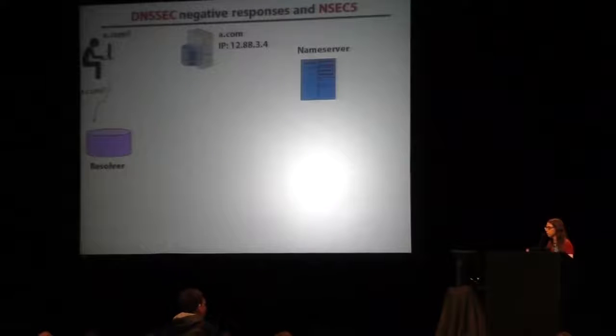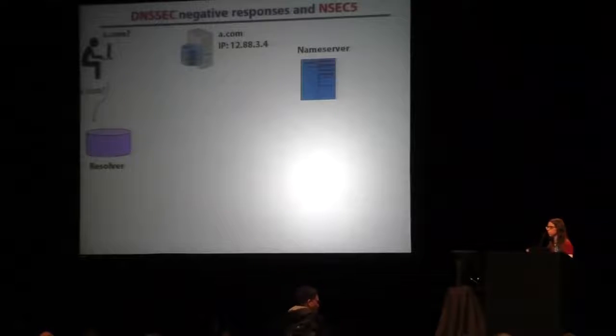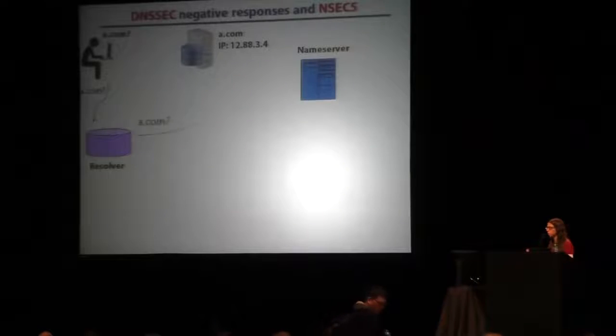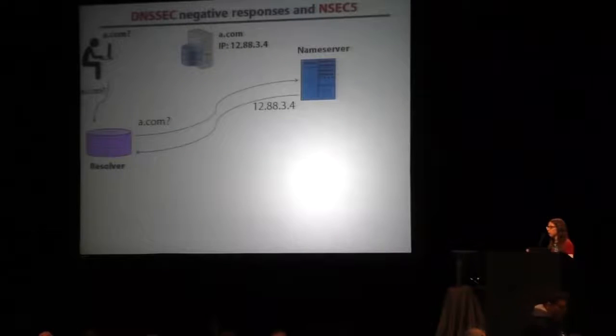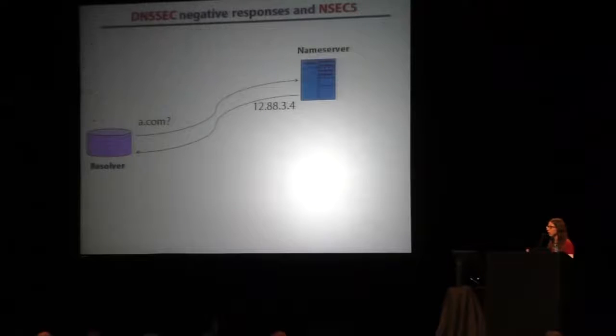The resolver will go out to the internet, find the name server that is authoritative for the .com zone, send the a.com query to that name server, get the IP address in response, and then relay that over to me. And now I know the IP address for the a.com website, and I can go visit it, and I'm happy. Okay, so that's DNS in a second.